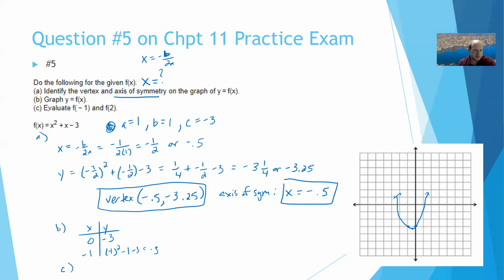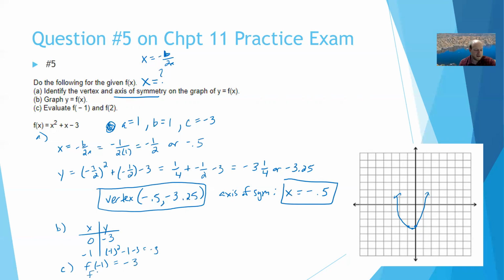But then the last two things are to evaluate f of negative 1 and f of 2. So f of negative 1 just means when x is negative 1, what is y? All we do is plug in. And we just did that right here. We got negative 3.